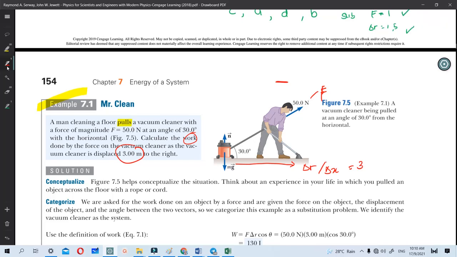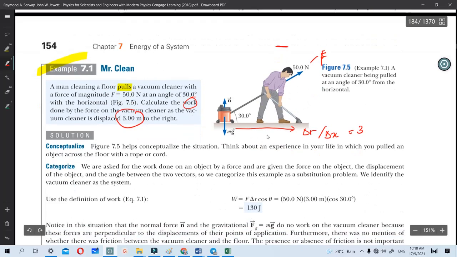And because of that, it becomes force times cos 30, because we want it to be parallel. So the answer is 130. So 130 joule is being expended by this man. 130 joule telah digunakan oleh this guy to pull the vacuum cleaner.